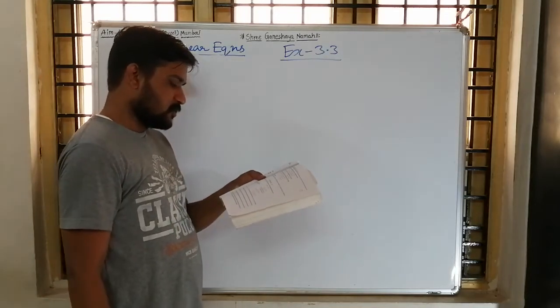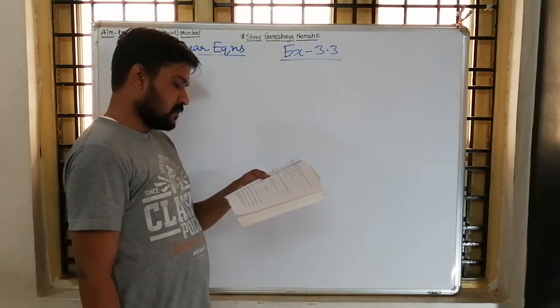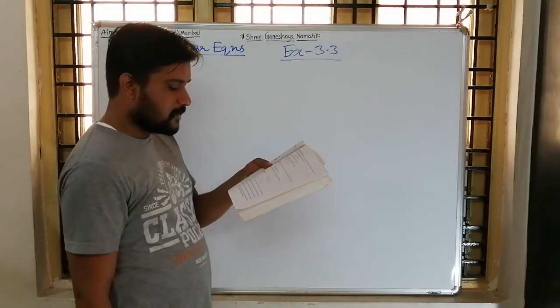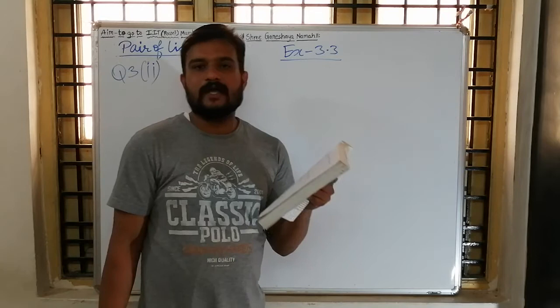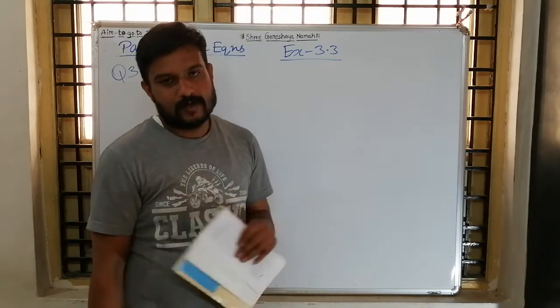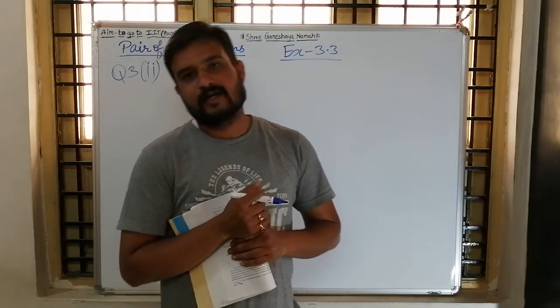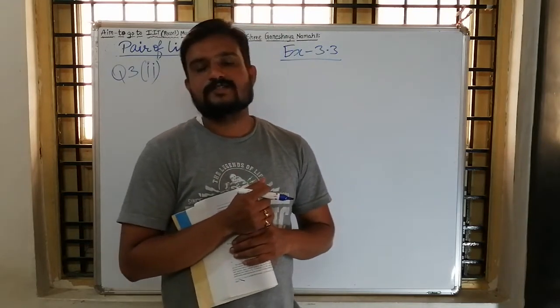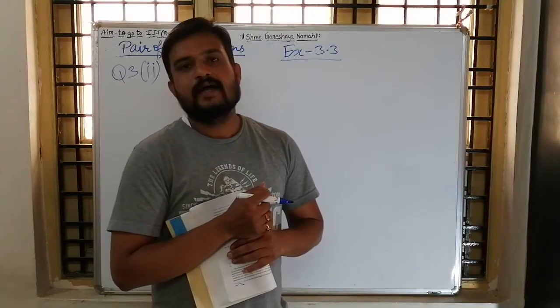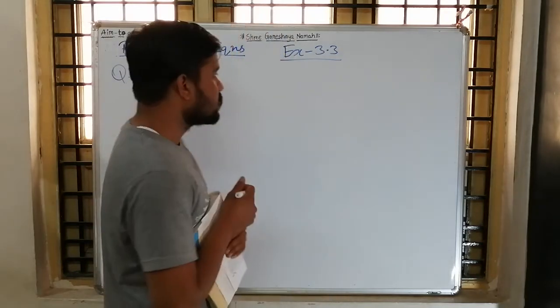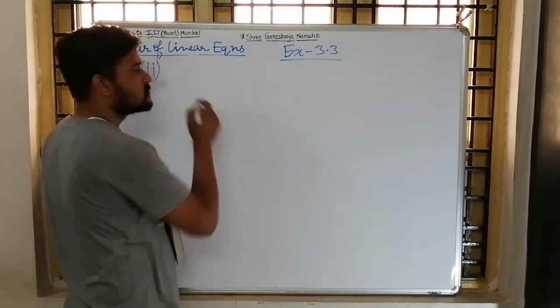Question number 2. Okay, in question number 3 part 2, the larger of two complementary angles exceeds the smaller by 18 degree, find them. Okay, now you know two types of angles, complementary angles and supplementary angles. Complementary angles means the sum of the angles is 90 degree and supplementary angles means the sum of the angles is 180 degree. Okay, now we will assume the angles first.